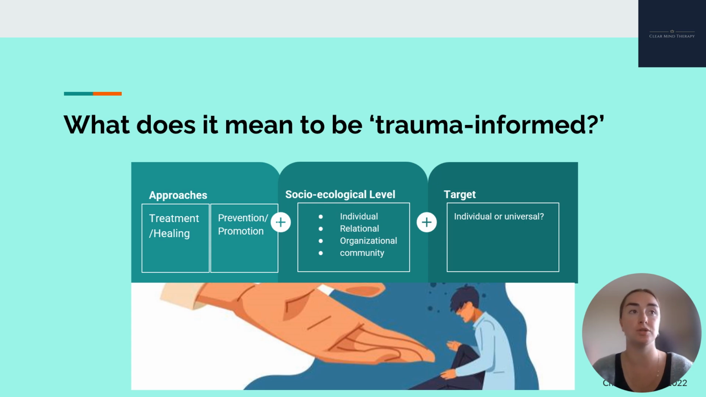The socio-ecological model refers to specific efforts that are targeted at promoting positive change in an individual's beliefs, behaviors, and personal attitudes.